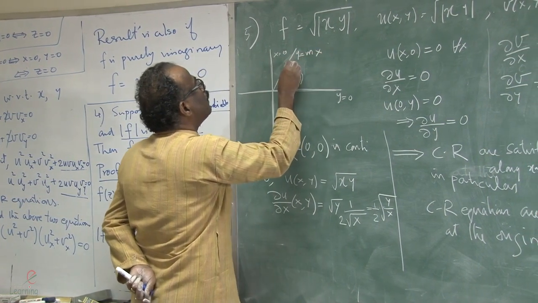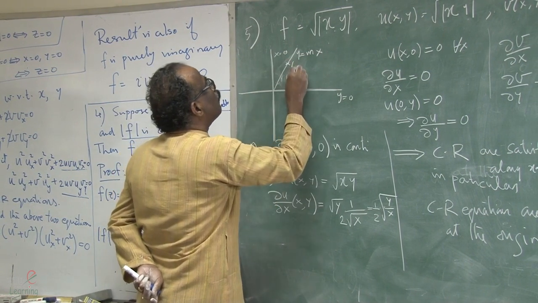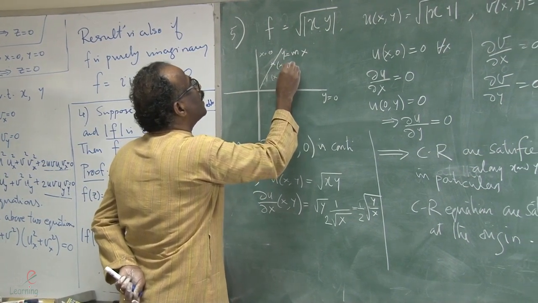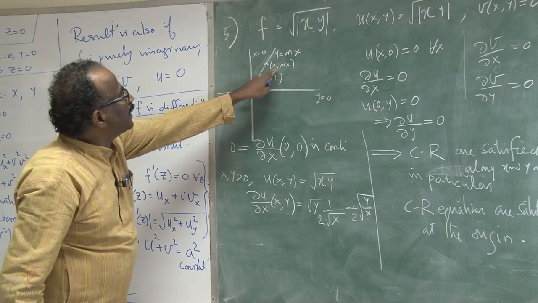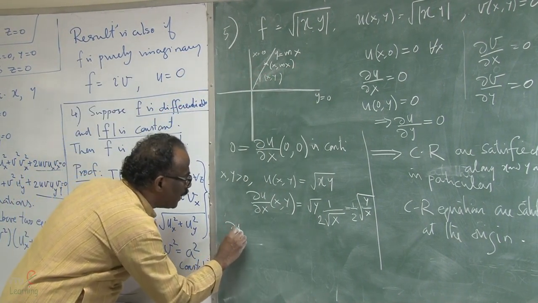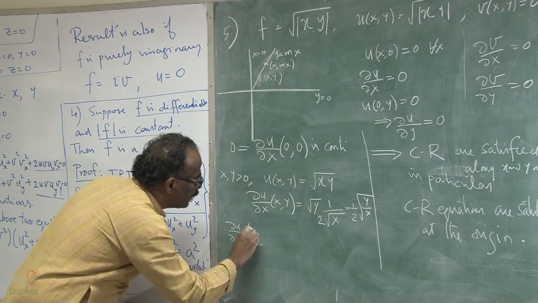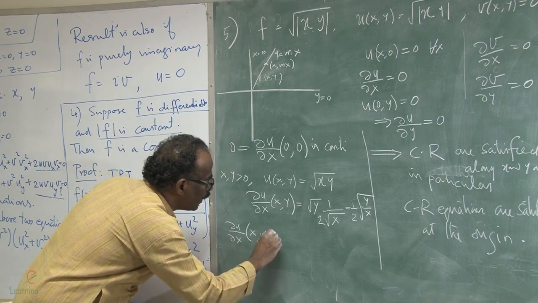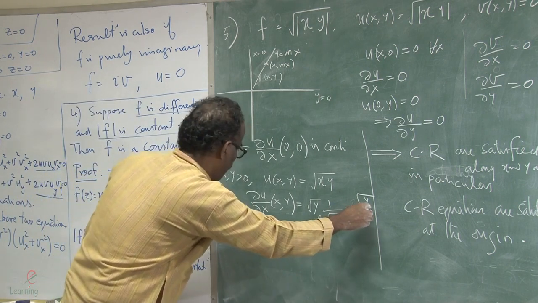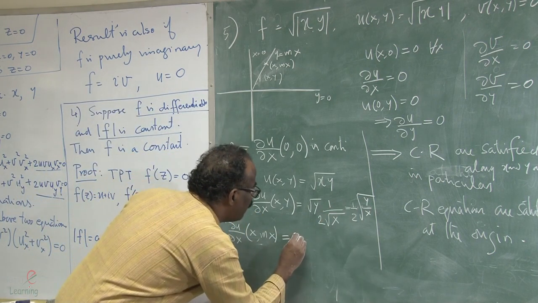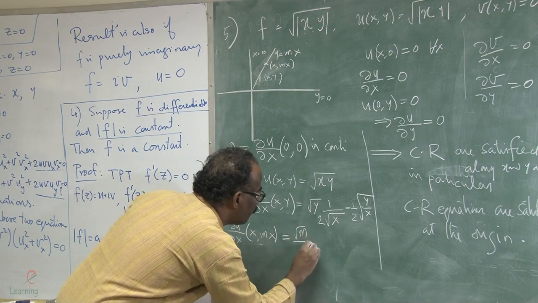So if I take a point here, x, m of x, I am computing my du by dx at this point. So du by dx at that point m of x is nothing but, the x's cancel, I will get root m by 2.